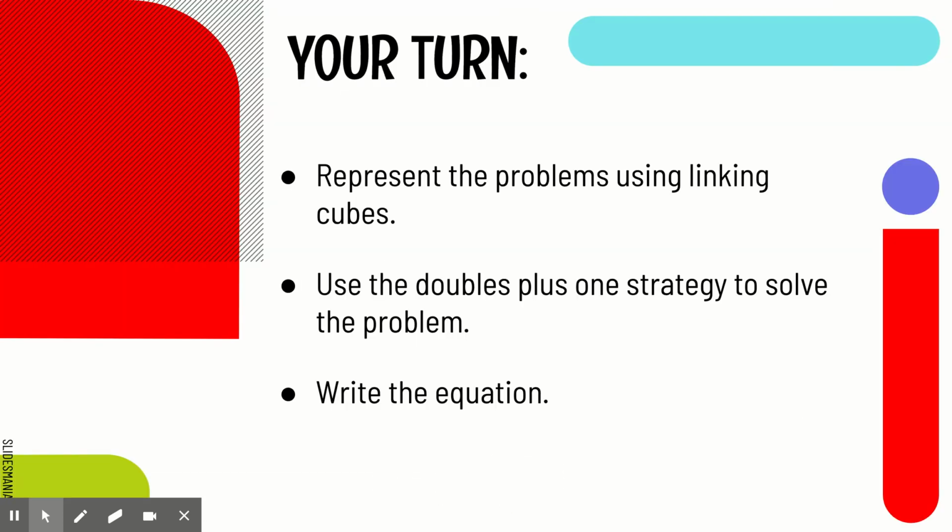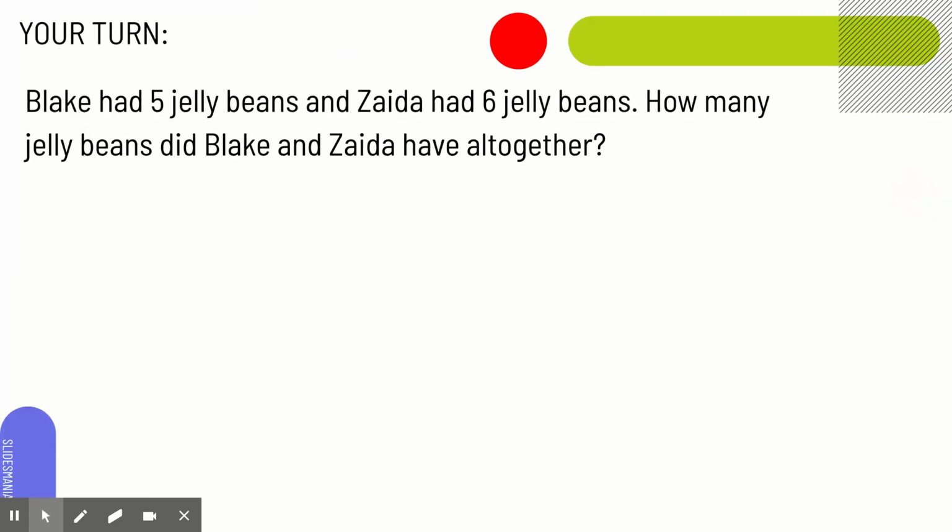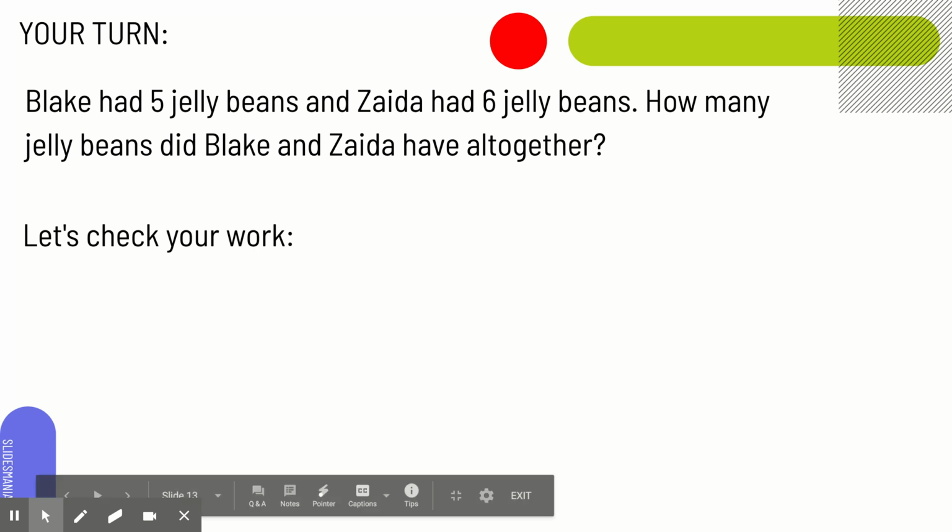Okay, now this is your turn. I want you to pause this video. I want you to grab some linking cubes. If you're at home, you can grab some jelly beans or some chocolates, anything that you want to group together, okay? And you're going to write the equation and you're going to use a strategy. So here's the question. Blake had 5 jelly beans and Zeta had 6 jelly beans. How many jelly beans did Blake and Zeta have all together? Well, I'm going to let you go ahead and do your work. So I'm going to pause this video.